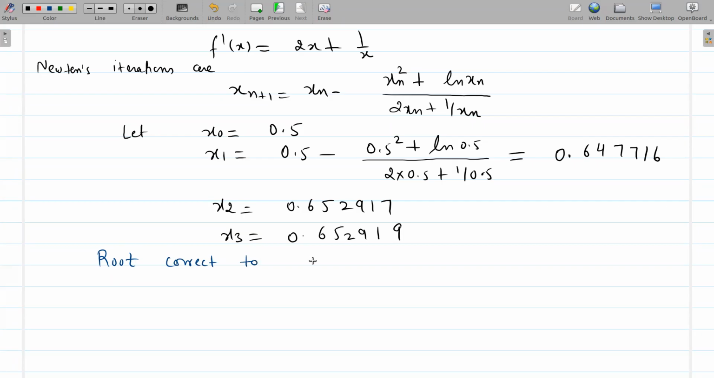correct to 5 decimals is 0.65291. This one. Okay, so this is another stopping criterion in which you check the digits in two consecutive iterations. So when the first 5 digits match, then you stop. And also you should take care of this important point: if you want to match 5 digits, then you need to take 6-7 digits minimum.